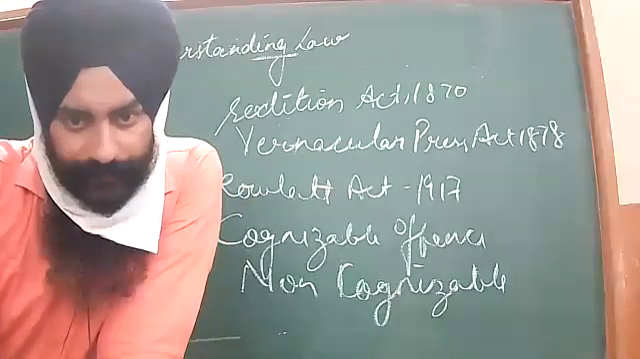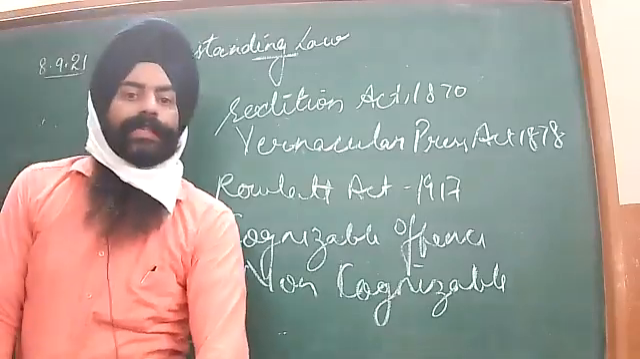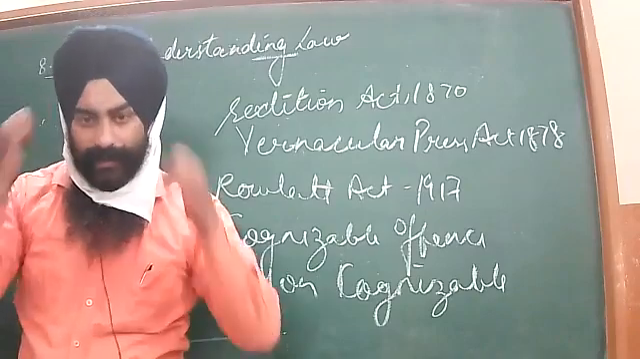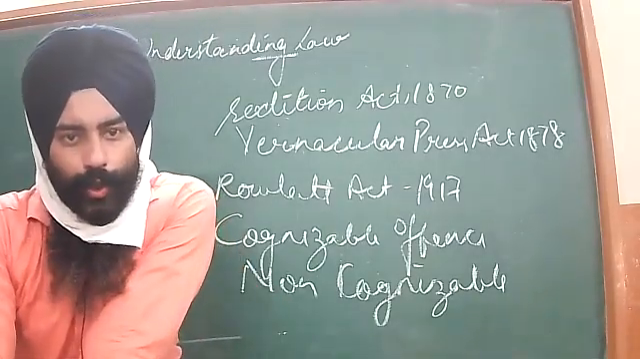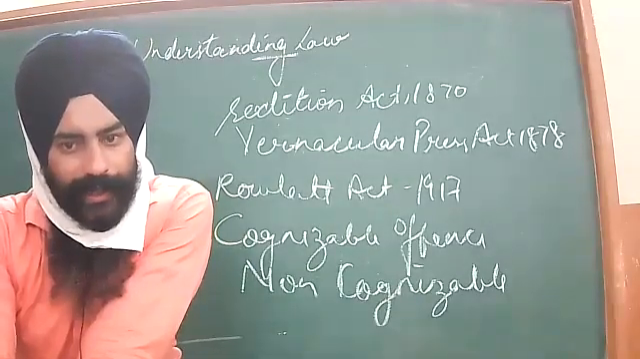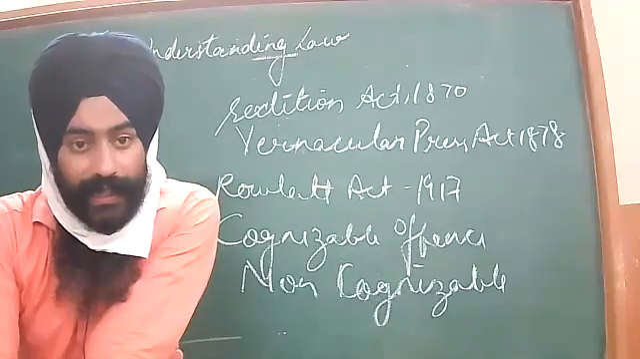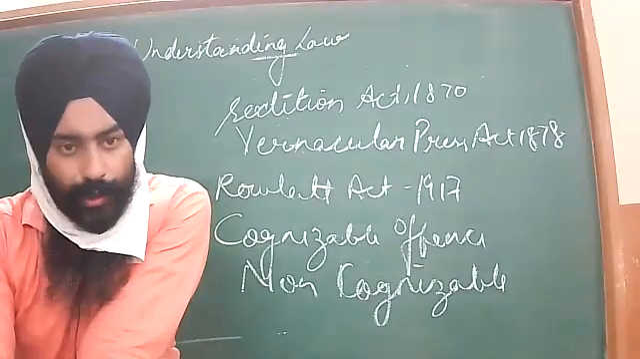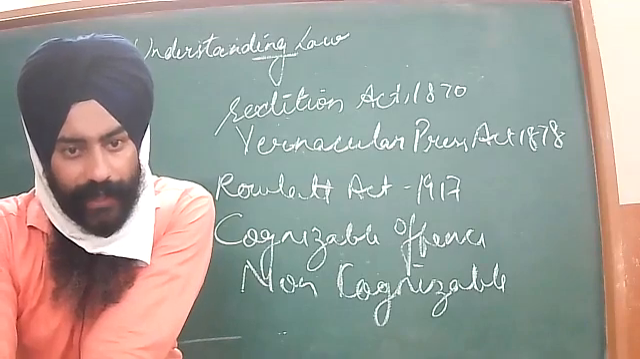Any doubts till there? Next part is there are two kinds of cases, civil cases and criminal cases. Criminal cases or criminal law deals with the offenses that are committed against the society. Criminal cases are those cases that are committed against our society.